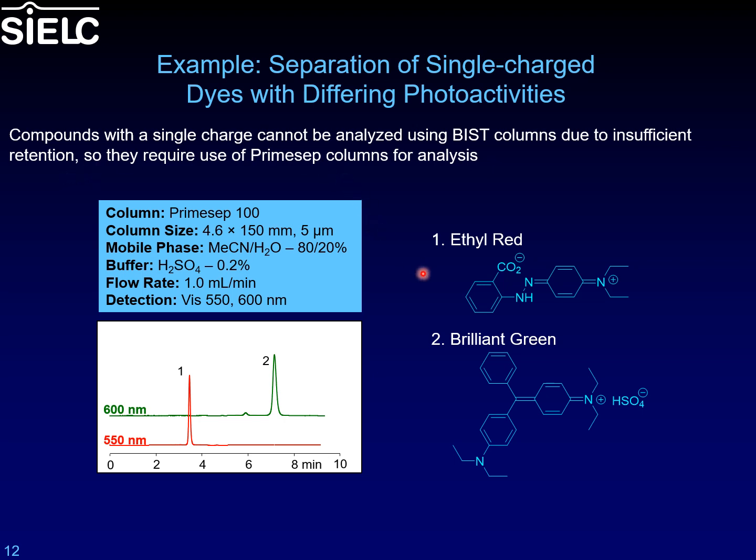Here we're separating a two-component mixture of ethyl red and brilliant green. Analyzing this mixture at the appropriate wavelengths, we see that the ethyl red elutes first, followed by the brilliant green significantly later. This is due to their hydrophobic interactions, as the brilliant green contains an additional aryl moiety, as well as longer alkyl chains on its different substituent parts, and thus it retains longer in the stationary phase.